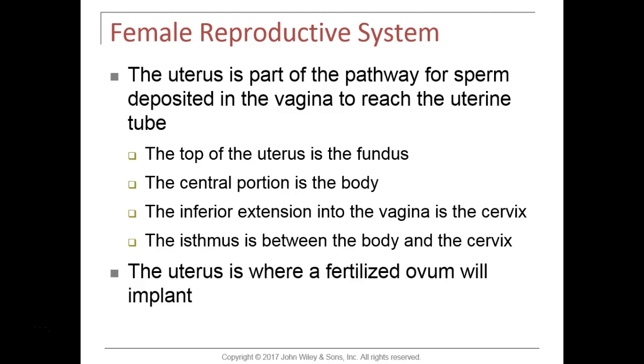The uterus is the pathway for sperm that is deposited in the vagina to reach the uterine tubes, and is the area where implantation of the zygote will occur. The uterus is divided into a superior or top portion called the fundus. The broad part of the uterus is called the body. There's an inferior extension towards the vagina at the end of the vagina that's called the cervix, which is the tip of the uterus. And in between the body of the uterus and the cervix is an area called the isthmus. The uterus is obviously where the fertilized egg will implant for the development of the baby.